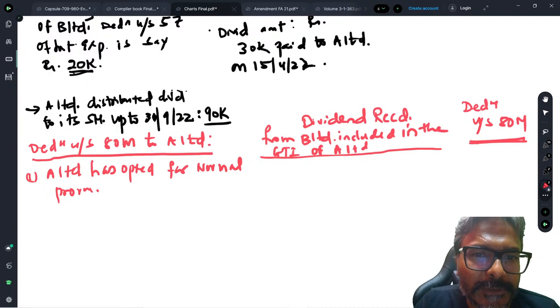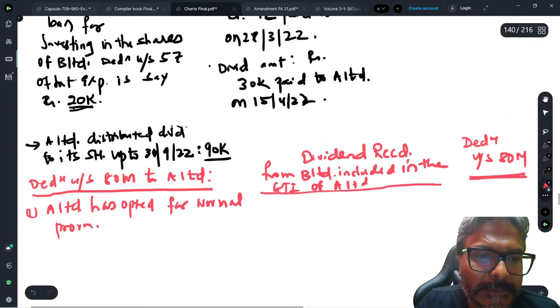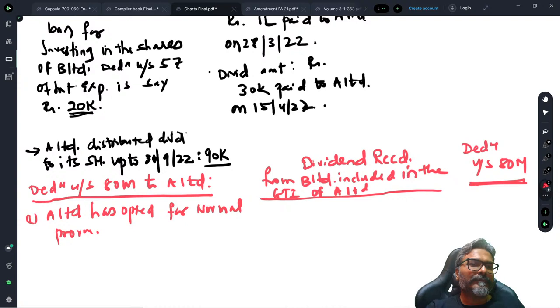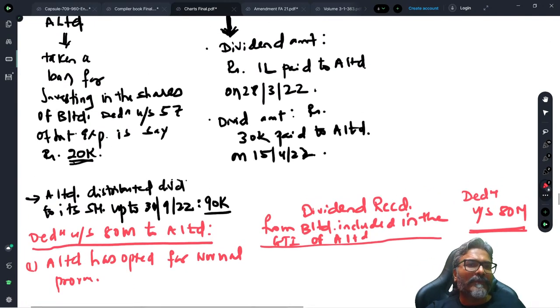So now tell me one thing, friends. In the first case, A Limited has opted for normal provision. You have to tell me, students, how much dividend received from B Limited is included in the GTI of A Limited? Can you tell me this, students? How much is the amount?